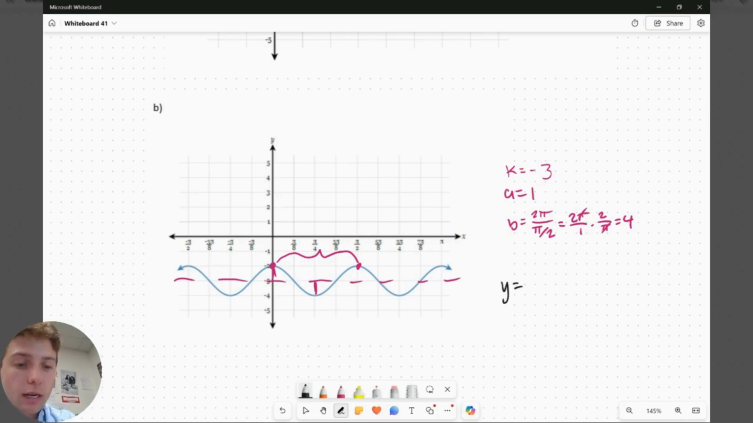Let's start by creating both of our functions. Y equals a times sine. Then we need our b value on the inside.